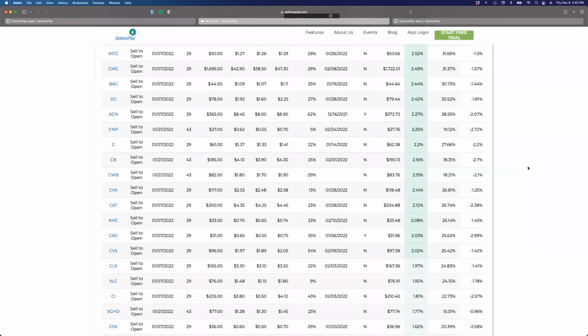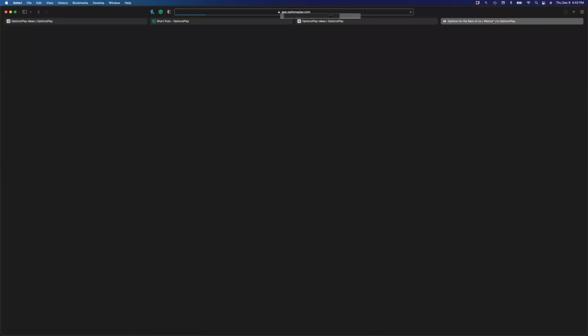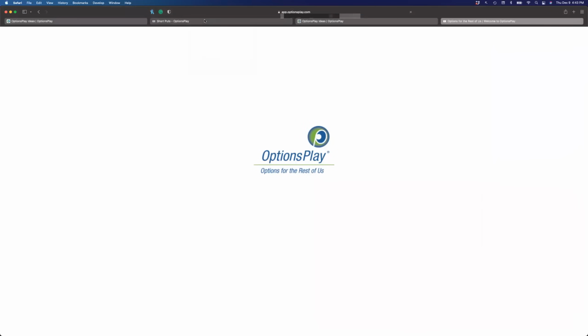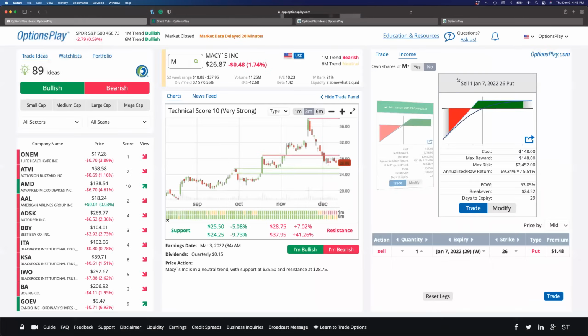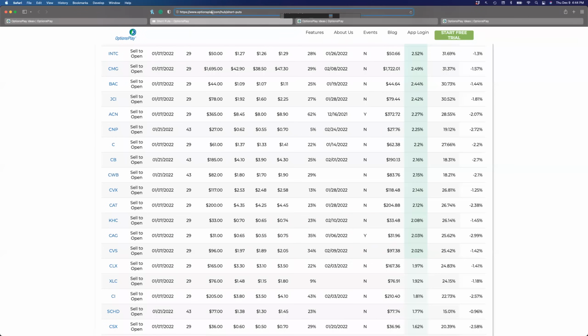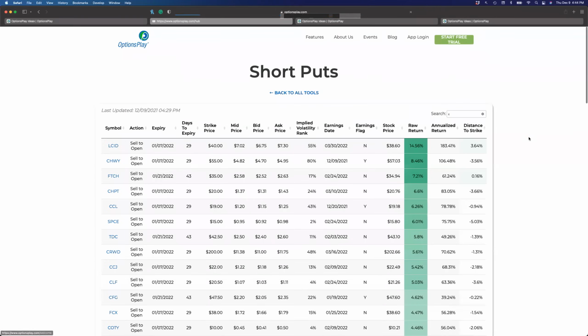So you have all of these metrics here within the spreadsheet, or you can simply click on the link and you can view this trade within OptionsPlay. And just to reiterate, you can find this link in your education and resources link at the top of your OptionsPlay platform, or you can go to optionsplay.com/hub to access this report. All of the reports are available to you from the hub.